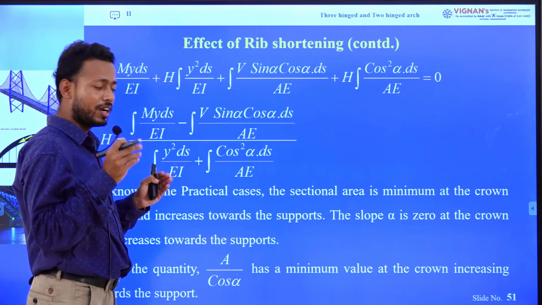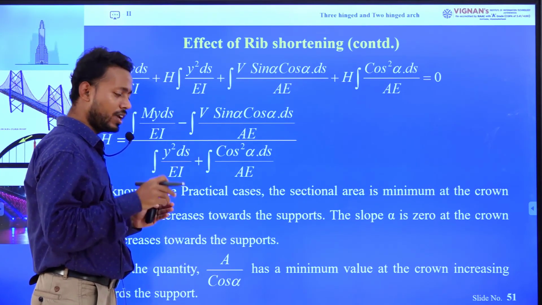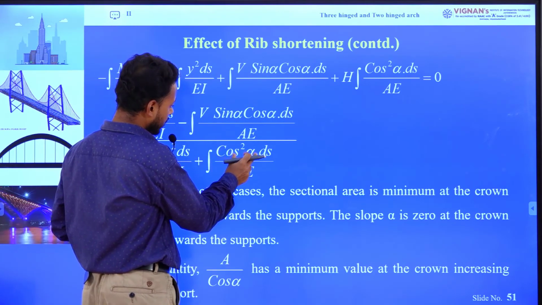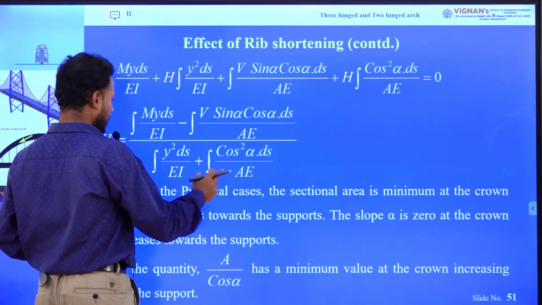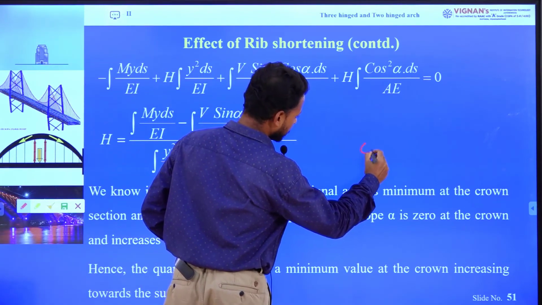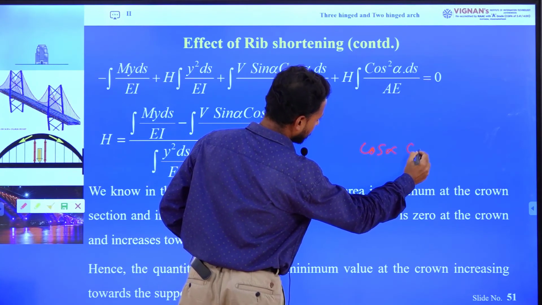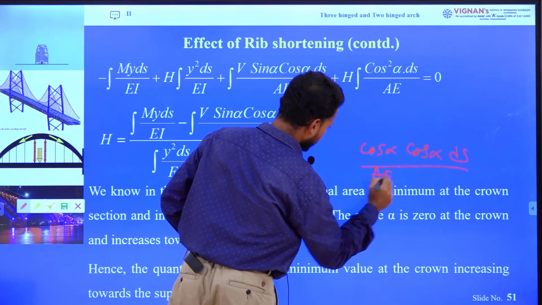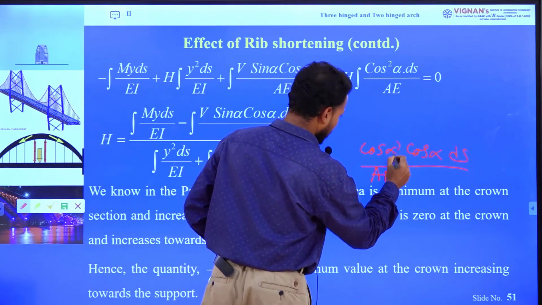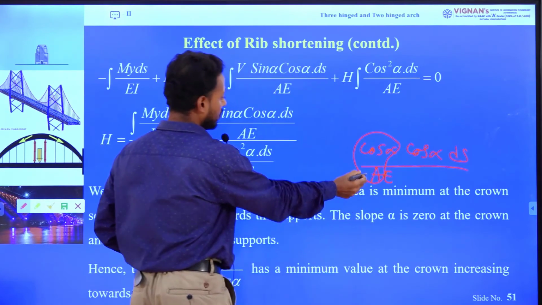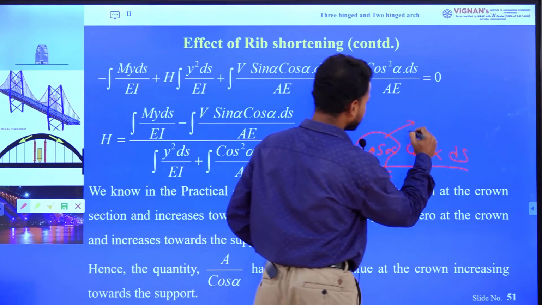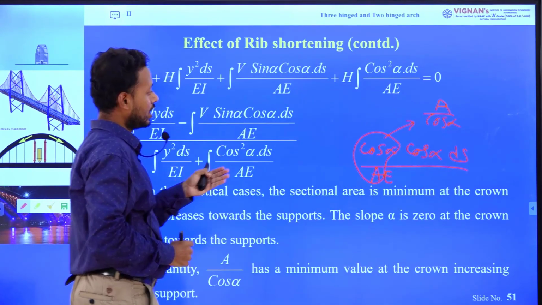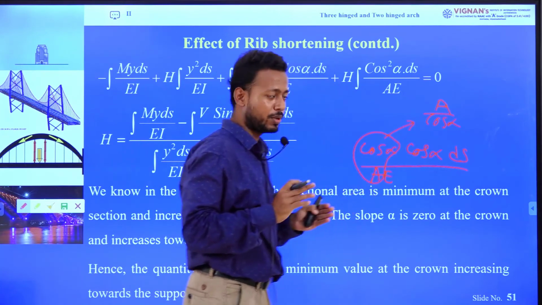Let's assume a quantity a by cos alpha. Why have I taken this a by cos alpha? See here, I have this integration cos square alpha ds by AE. So I can write it here cos alpha ds by AE. Now I will consider this term cos alpha by a, and I will reverse this term to a by cos alpha. I will explain why I am considering this a by cos alpha.